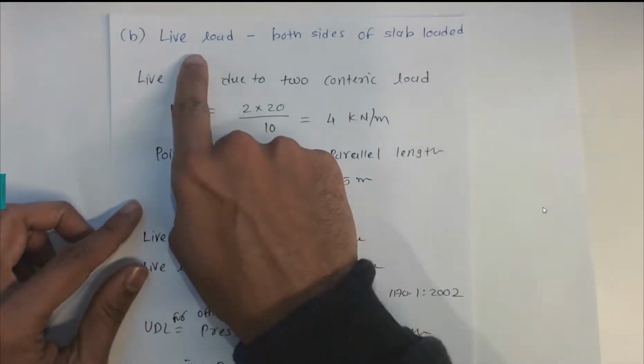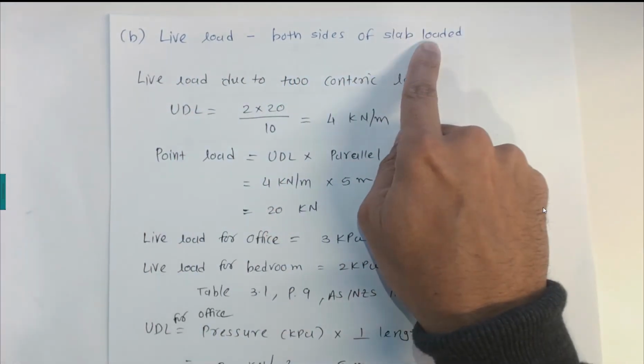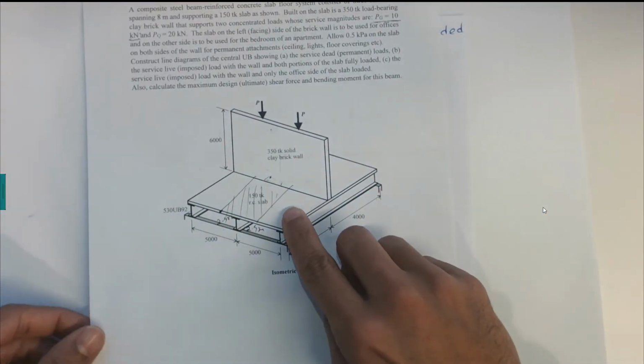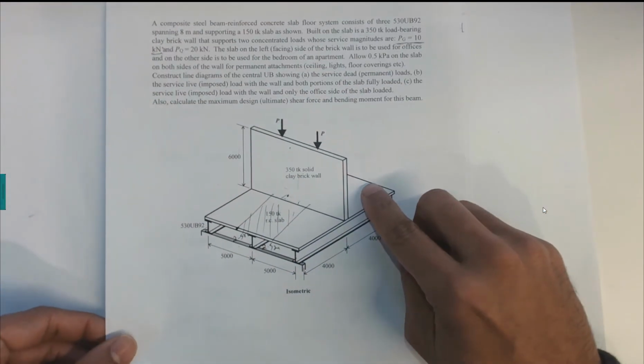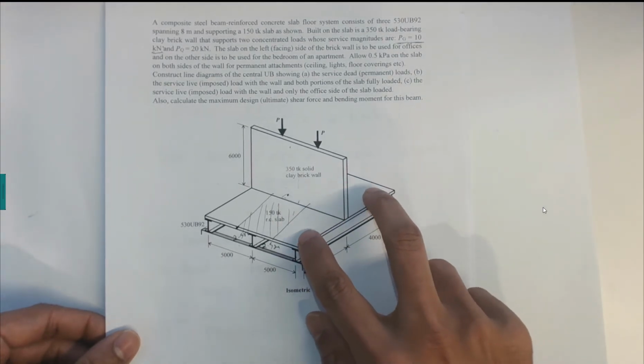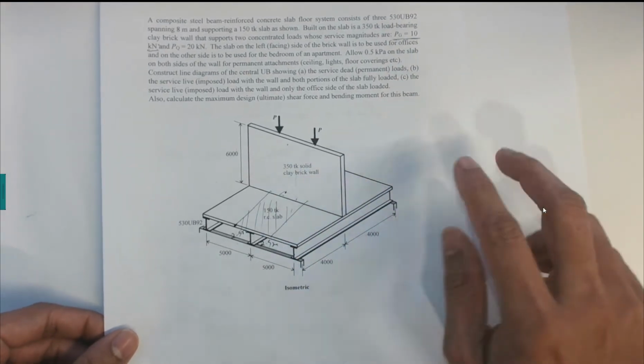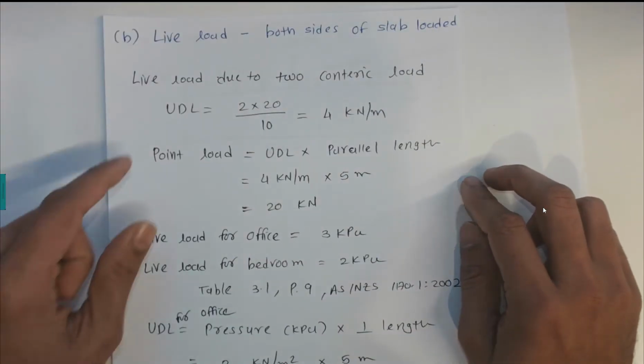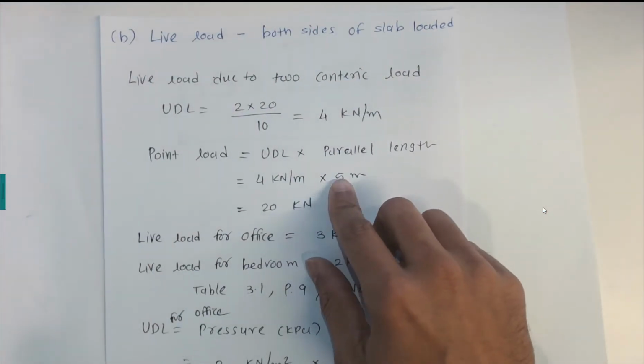We need to calculate the live load with both sides of the slab loaded. So for example, one side of the slab is used for office purposes, another side of the slab is used for bedroom purposes. So we need to calculate the live load when both slabs are loaded at the same time. Now first of all, we can start from here.